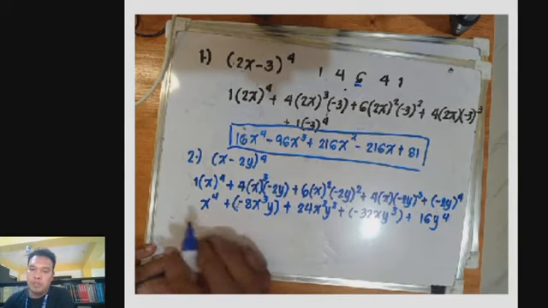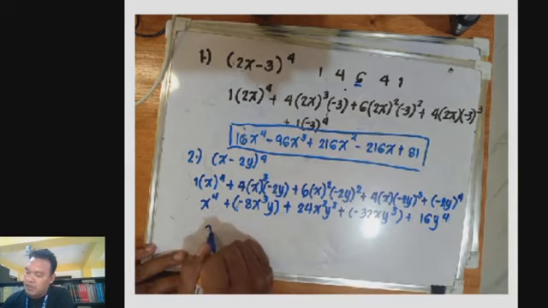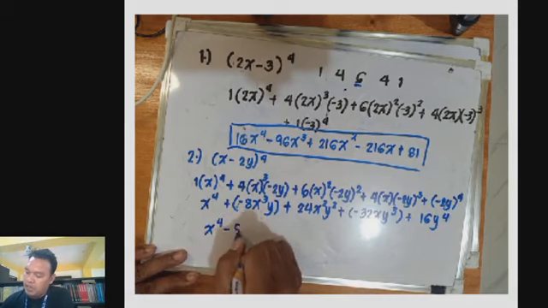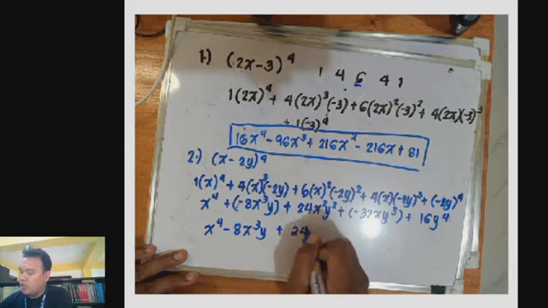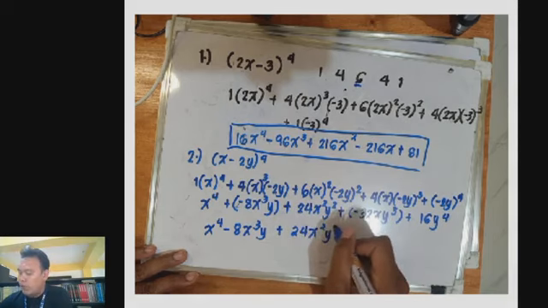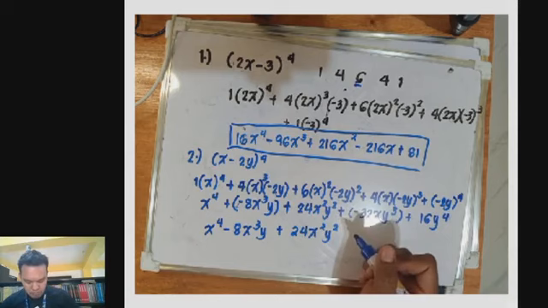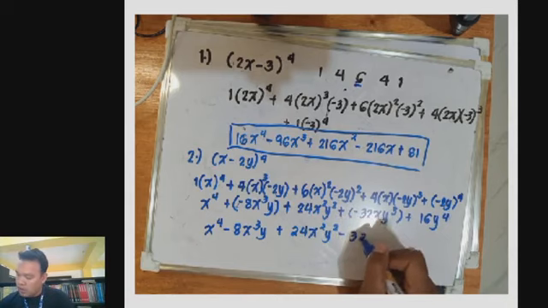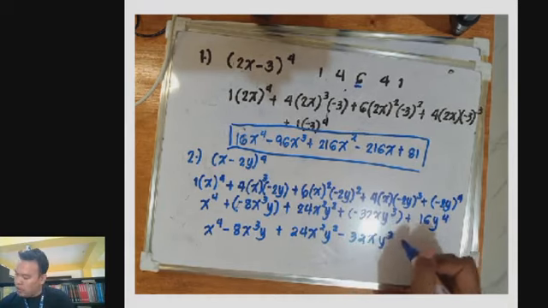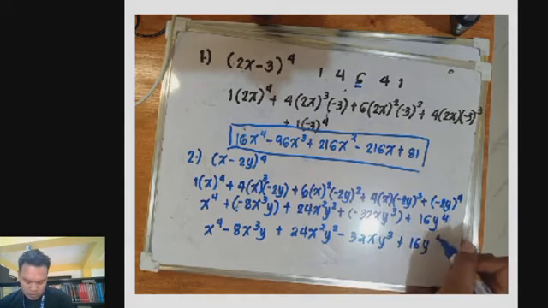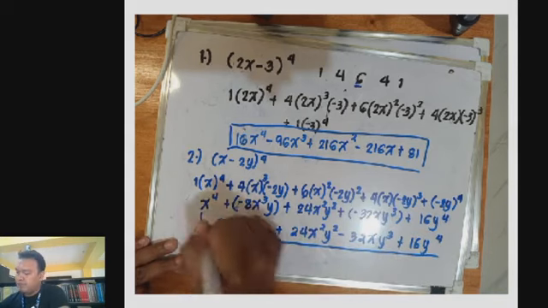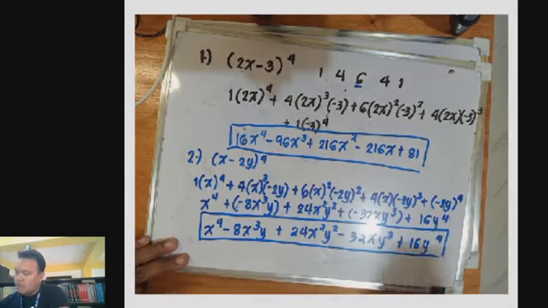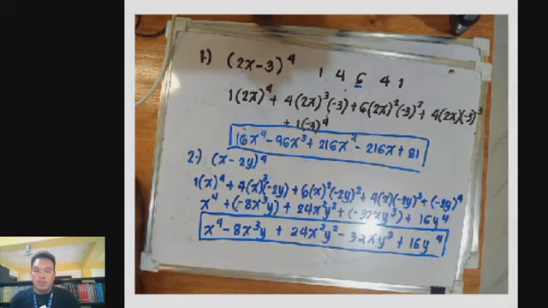Okay. So, tanggalin na natin yung mga parentheses, x raised to 4 minus 8x cube y plus 24x squared y squared minus 32xy cube plus 16y raised to 4. Okay. So, ito po yung final answer for the expansion of x minus 2y raised to 4. No? Okay.